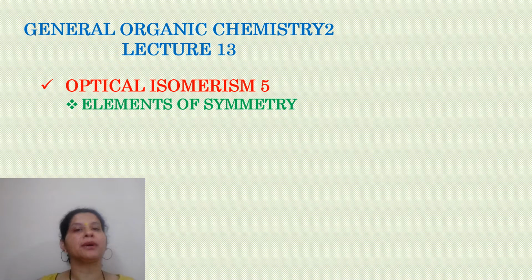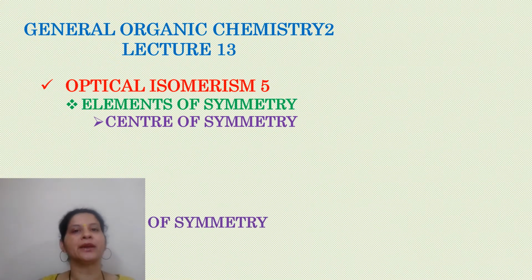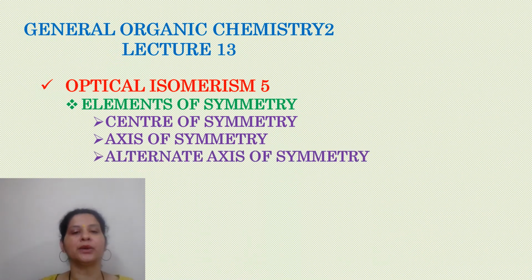Now we are going to learn about the remaining three elements of symmetry today. The first one being center of symmetry, the second one being axis of symmetry, and the third one being alternate axis of symmetry. The center of symmetry we will be discussing in detail because that is something that you should know in class 11th and class 12th. If a plane of symmetry is present, the molecule is going to be optically inactive. If a center of symmetry is present in a molecule, the molecule is going to be optically inactive. If both of them are present, obviously it is going to be optically inactive.